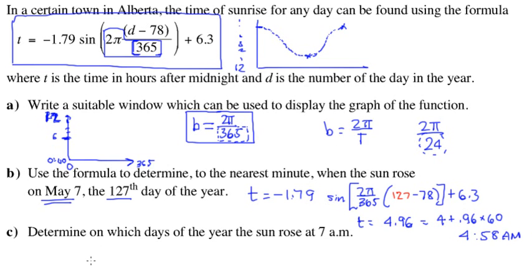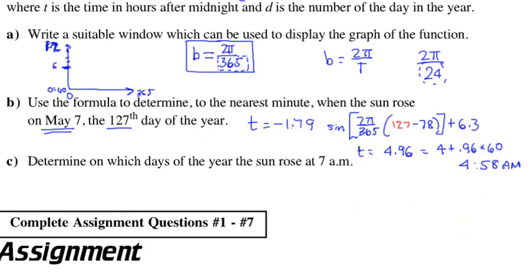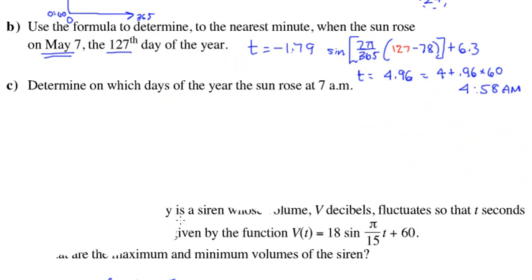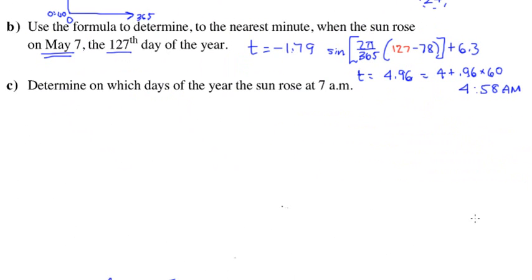And for part C, determine on which days of the year the sun rose at 7 a.m. This is going to take more space than I currently have, so excuse me a moment while I hack out some more room. We're going to have to draw some axes and things here.